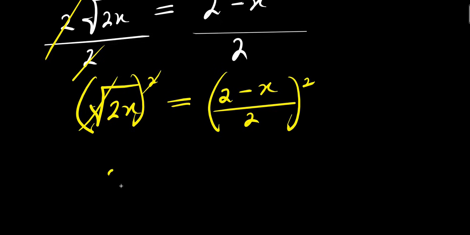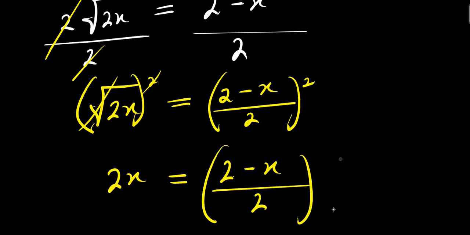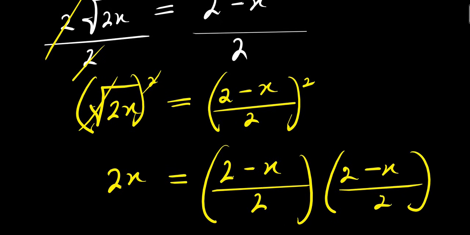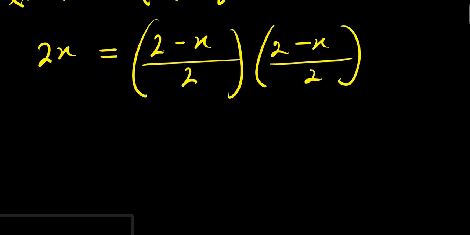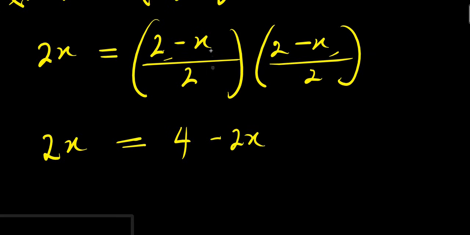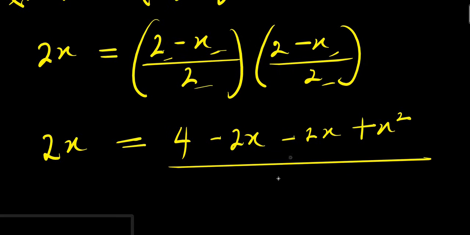This cancels this. 2x equals 2 minus x divided by 2 times 2 minus x divided by 2. So from here, 2x equals 2 times 2, that is 4. 2 times minus x, minus 2x, minus x times 2, minus 2x, minus x times minus x plus x squared, divided by 2 times 2, that is 4.